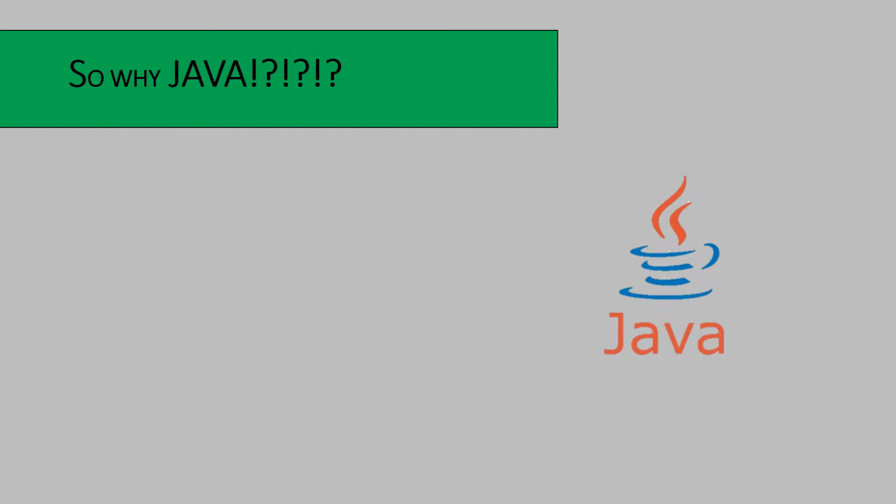Nonetheless, today we're going to talk about Java. Java, the object-oriented programming language. The language that everyone just so happens to be talking about. So let's get right into it. So why Java? What's so special about it?